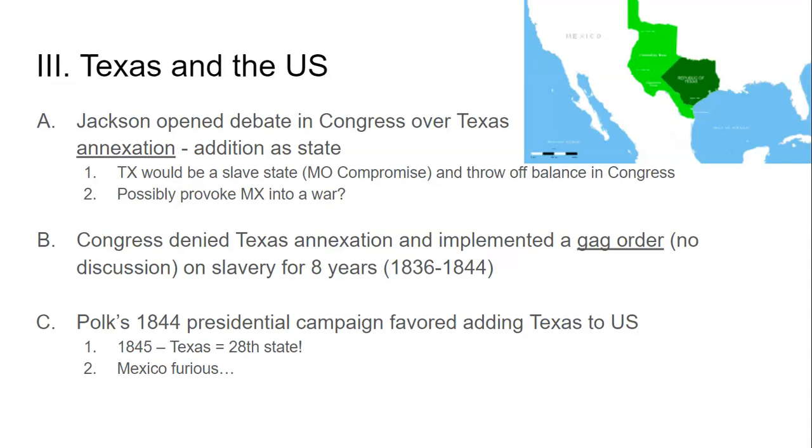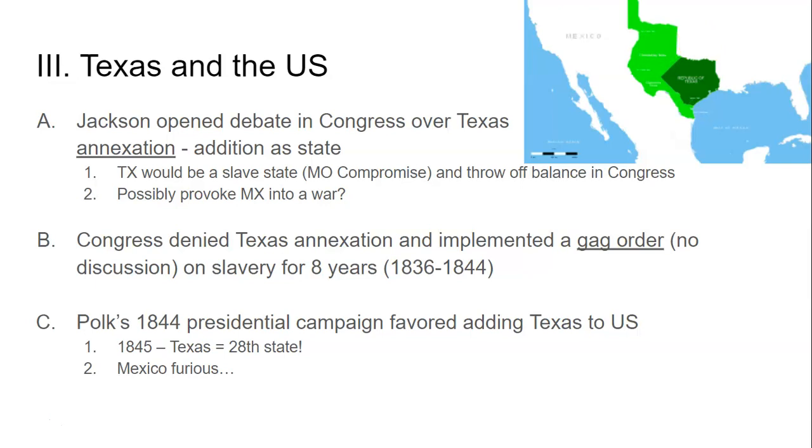But once this gag order is lifted, there's a new president. His name is President Polk. He is from the Charlotte area. We'll talk about him later. But President Polk runs basically on a campaign where he says, if I become president, I'm going to add Texas. And in 1845, he adds Texas as the 28th state. Now he adds the entire green area, light green and dark green, which makes Mexico furious because the US, in their minds, has just added a piece of Mexico to their country. And this is going to provoke something called the Mexican-American War that we'll talk about a little bit down the road.